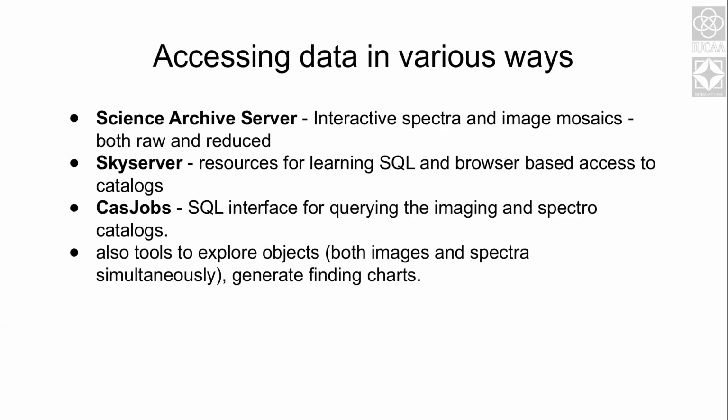The data can be accessed in various ways. So just like we saw for the TGSS, there is going to be access to the spectra and image mosaics via something known as the Science Archive server. And there's something called Sky Server, which provides you simple browser-based access to the various catalogs. CAS Jobs is an advanced SQL interface for querying the imaging and the spectroscopic catalogs. There are also numerous tools to explore individual objects, images, spectra simultaneously, generate finding charts, and so on.